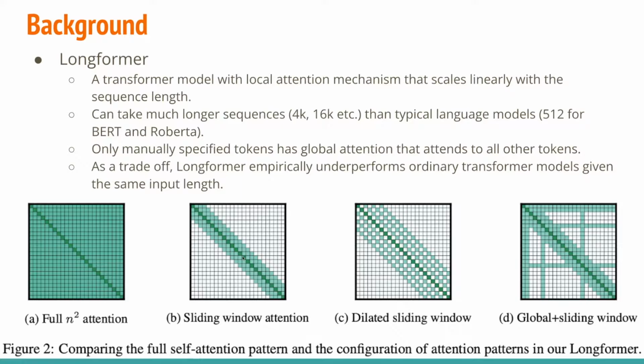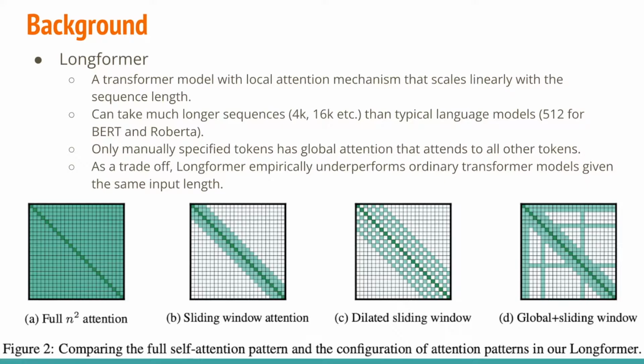takes a combination of global attention and local attention, like this in figure D. Only some constant number of tokens, which are manually specified, are assigned global attention to attend to all other tokens. The rest of the tokens by default are local, so they only attend to their neighbors. And as a result, Longformer can take a much longer sequence, such as 4K or even 16K.